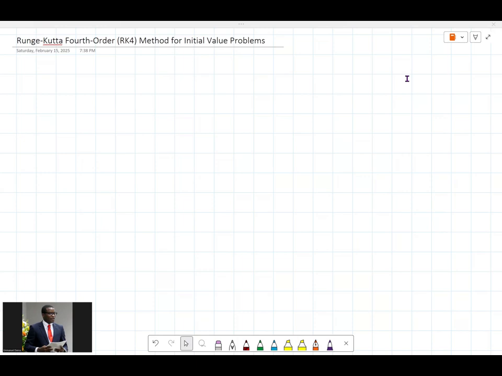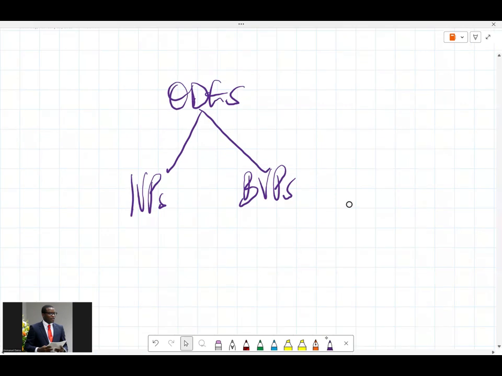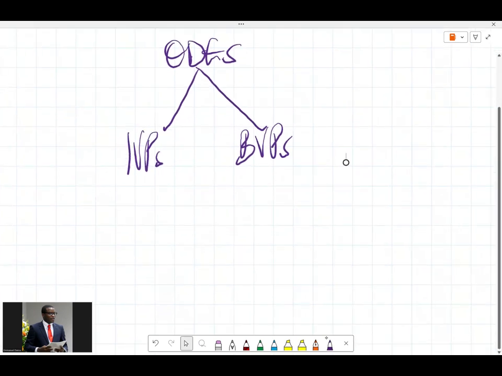In this video, I'm still looking at numerical solutions to initial value and boundary value problems. Now our focus turns to the Runge-Kutta fourth order method for initial value problems. Like I said earlier, we have ordinary differential equations, otherwise known as ODEs, and they are classified into initial value problems and boundary value problems. Initial value problems have initial conditions, something to start with, and then you have boundary value problems.